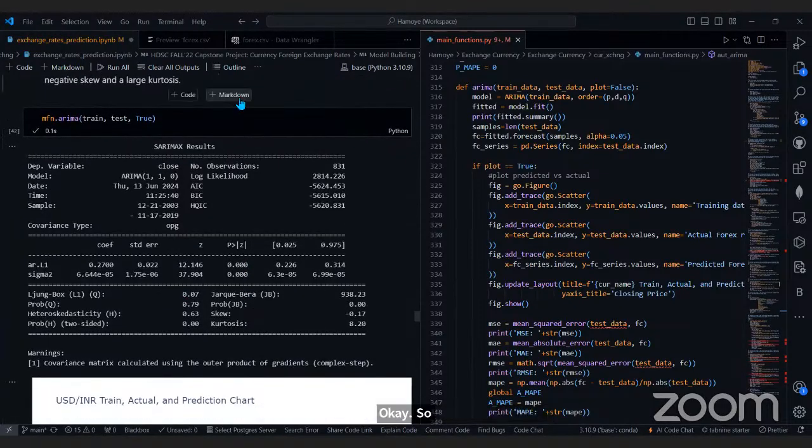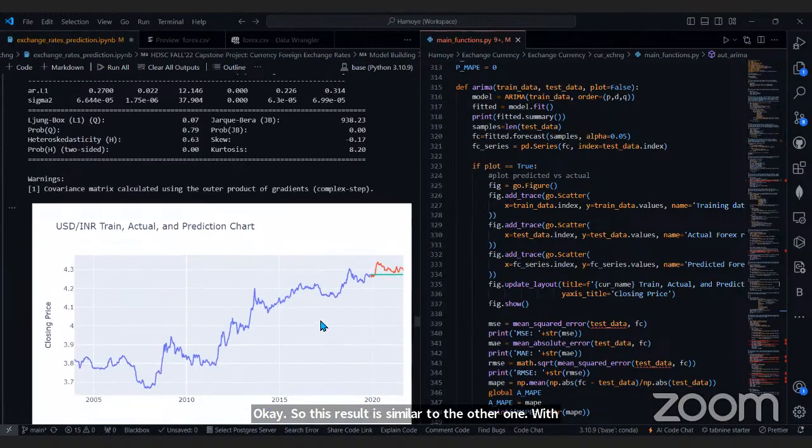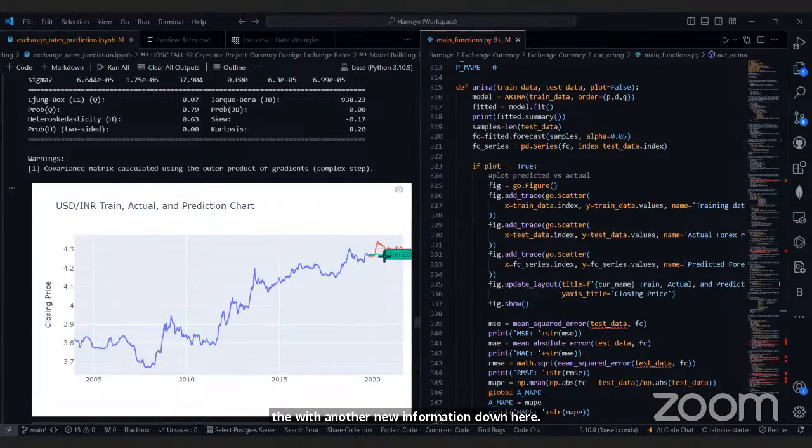So this result is similar to the other one, with another new piece of information down here. But this is a prediction. I mean, it doesn't really make any sense, but this is what it's predicted for us.